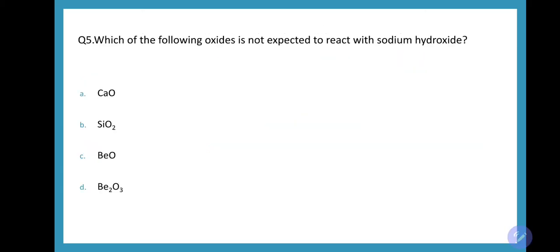Our next question is, which of the following oxides is not expected to react with sodium hydroxide? Now basically, if we take it one by one, calcium oxide is a basic oxide, so it will not react with NaOH, that is sodium hydroxide. However, silicon dioxide is an acidic oxide.